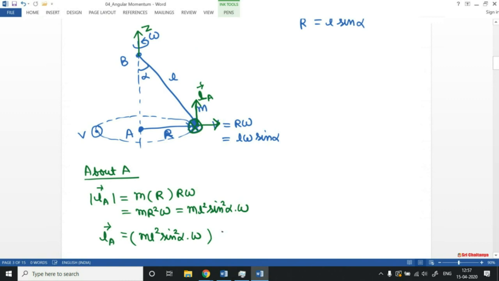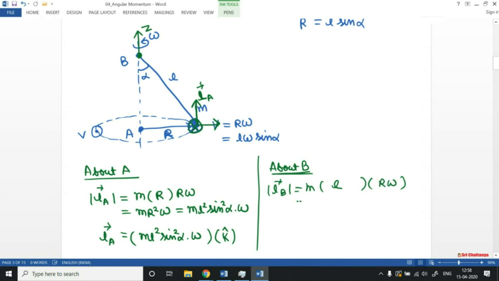This is its magnitude, and its direction would be along the z axis, so along k cap. Similarly, we can find the direction of angular momentum of this particle about B also. So about B, let's first find its magnitude: mass times r perpendicular times magnitude of velocity. So r perpendicular here, with respect to point B, would be simply equal to L, and its velocity is basically equal to r omega only.